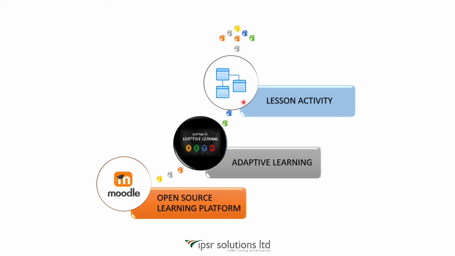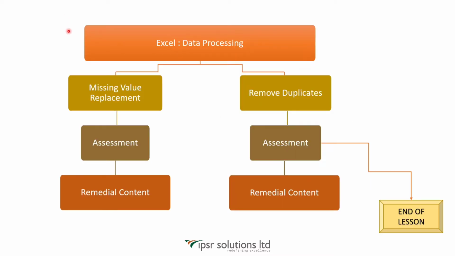Before I enter into the lesson, let me show you the different learning paths for the sample lesson which I have set. This is a sample learning path which I have defined for my module Excel data processing. And the two concepts which I would like to teach my students are missing value replacement and remove duplicates. These are the two different concepts which I would like to explain in this particular lesson.